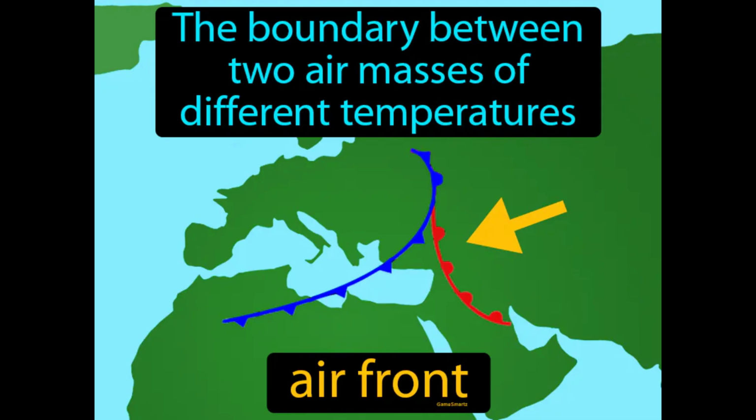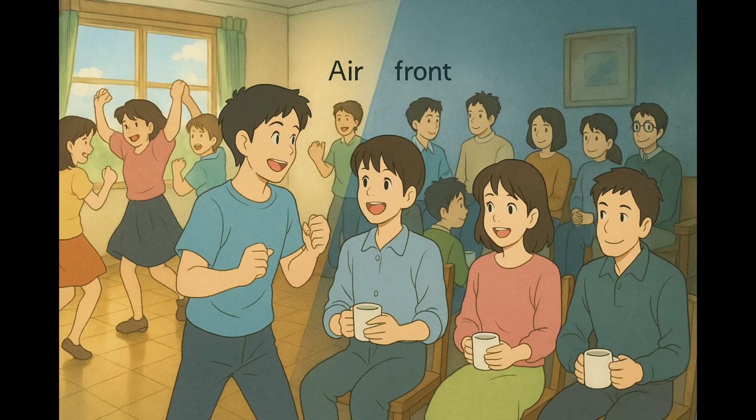The boundary between two air masses of different temperatures is called an air front. An air front is where two different air masses meet, often causing changes in weather. Imagine you're at a crowded party where half the room is filled with people who love dancing and the other half with people who prefer sitting and chatting.